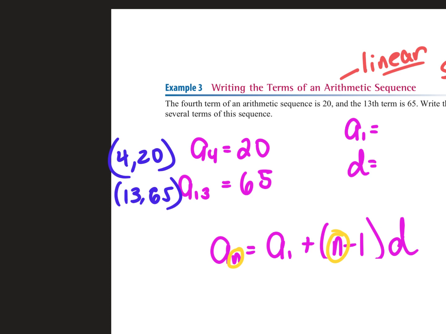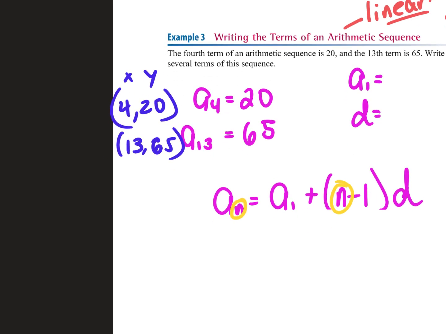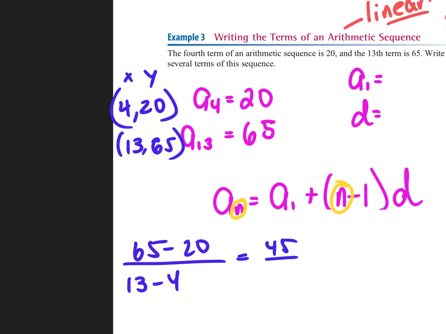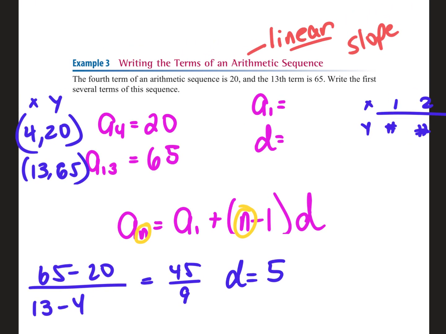Let's find the slope. You can do point. Let's just find the slope here. You're fine. I know what you mean. This is your x. This is your y, right? So I'm going to say 65 minus 20. Can you say 20 minus 65? Sure. So now I'm going to say 13 minus 4. So 65 minus 20, 45, over 13 minus 4 is 9. So my common difference is 5. Okay, my common difference is 5.